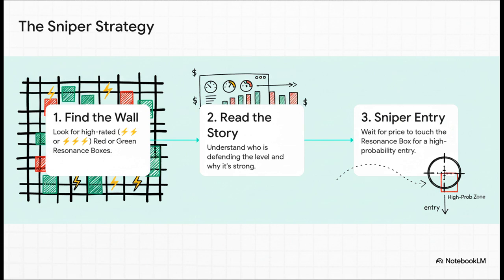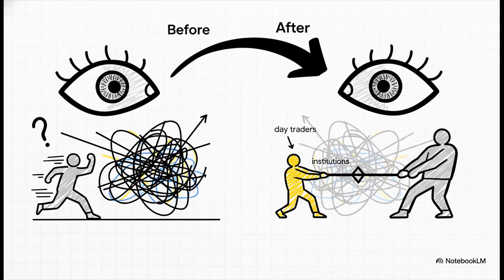And finally, step 3, the sniper entry. This is key. You don't chase the price. You wait patiently for the price to come to you, to touch that high probability resonance box. So if there's one big takeaway here, it's this. A tool like this completely shifts your perspective. You stop just hunting for random lines on a chart, and you start understanding the story behind the price, the whole dynamic of who's in control at these critical points of market agreement.